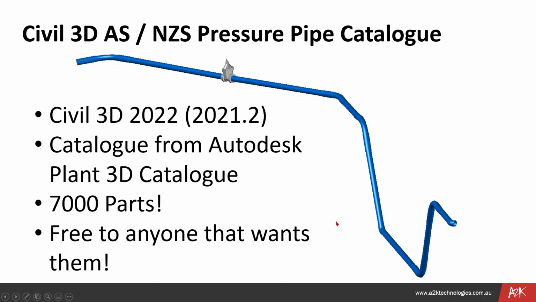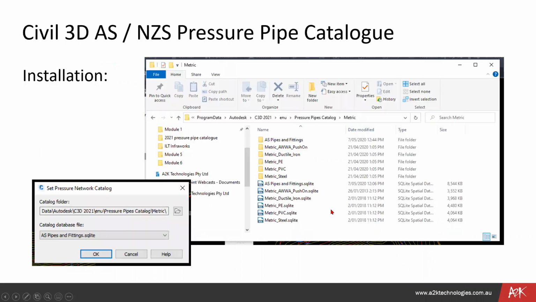Now, in terms of how you use that catalogue, it will be simply, if I can draw on here, 2 files, or a file and a folder. So you'll get this folder, AS pipes and fittings. And you'll also get the SQLite of the same name, AS pipes and fittings SQLite. You need both of those.